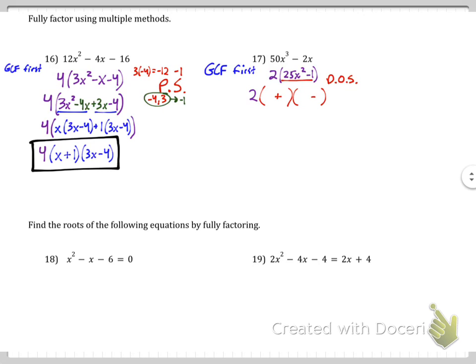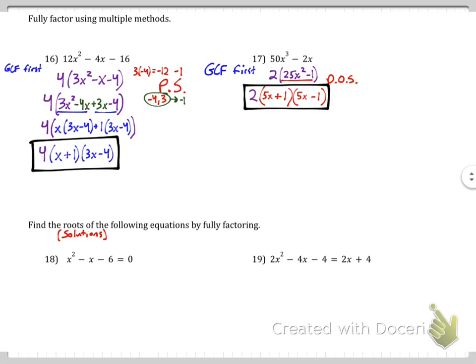So, have the 2 out in front, and for the difference of squares here, we're going to put 2 sets of parentheses, one with a plus and one with a minus. The square root of 25x squared is 5x because the square root of 25 is 5 and the square root of x squared is x. So I'm going to write 5x in both of the first terms. Then the square root of 1 is 1, so I'm going to write a 1 in both spots. And we're done. Difference of squares really simplifies the process, so that's why it's important to look out for that.